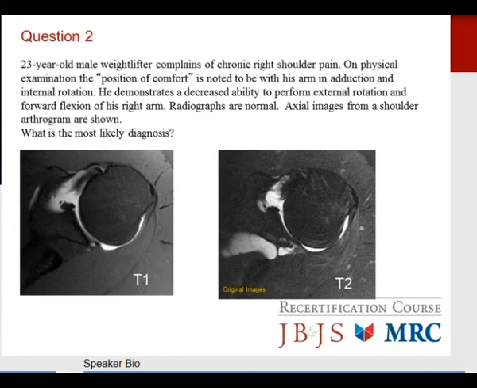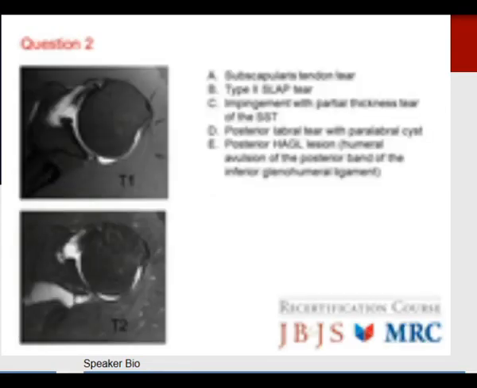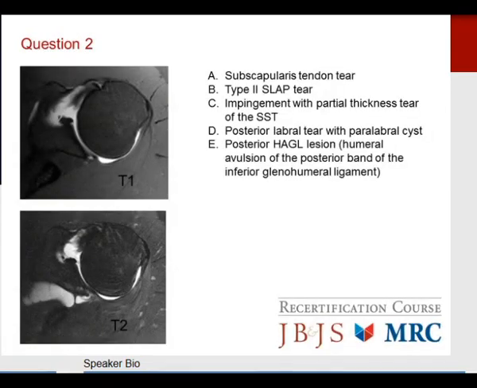Okay, question number two. A 23-year-old male weightlifter complains of chronic right shoulder pain. On physical examination, the position of comfort is noted to be with the arm in adduction and internal rotation. He demonstrates a decreased ability to perform external rotation. The axial images of the shoulder are shown below. So what is the most likely diagnosis? Again, this is a MR arthrogram with a T1 weighted image on top, a T2 weighted image on the bottom, with fluid in the joint.